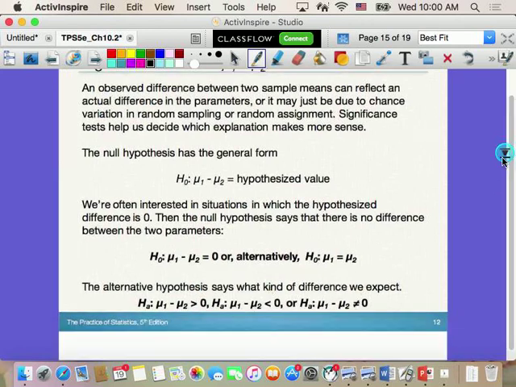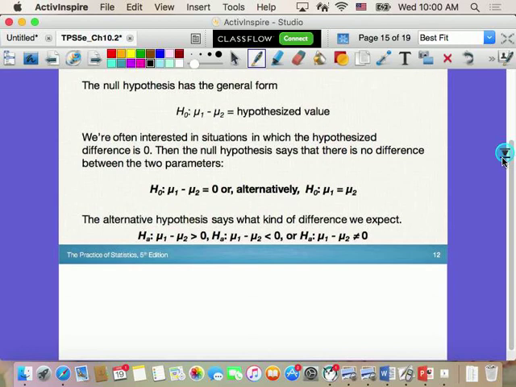Something else I want to show y'all is that on the AP exam, you may see it written like this for the Ha: that the mean of the first group is greater than the mean of the second group. That's the same as this, if we were to bring mu2 over and subtract it and get 0. And so you may see mu1 is less than mu2.